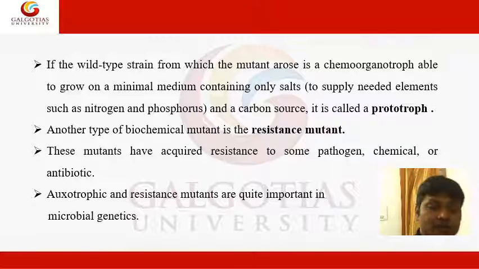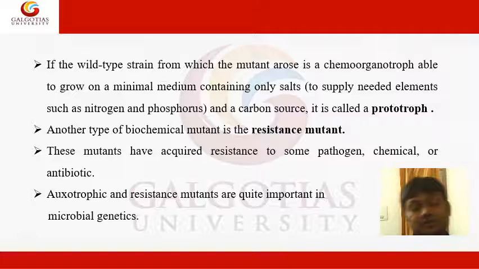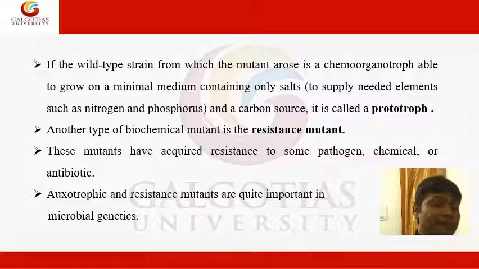Another type of biochemical mutant is called the resistant mutant, and these mutants have acquired resistance to some pathogens, chemicals, and antibiotics. Auxotrophs and resistant mutants are quite different, and both are important for microbial genetics.